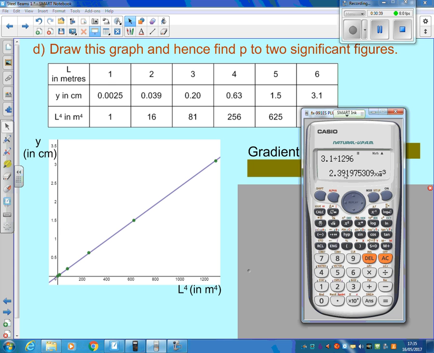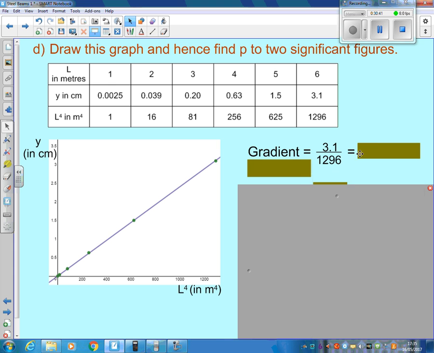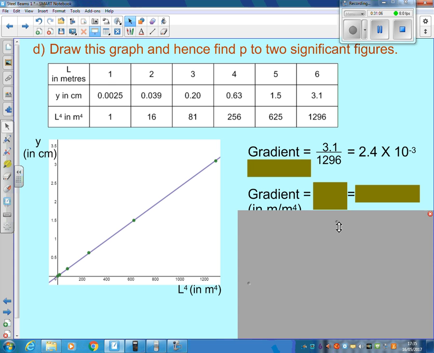2.39, about 2.4 times 10 to the minus 3. Okay, 2.4 times 10 to the minus 3. Because I'm doing gradient, I'm actually working it out approximately. Maybe 2.39 would have been a bit better in actual fact. Okay, so there's my gradient. But there's a problem. See what here, that was centimeters and that's meters. And if I want to use a gradient that goes into the formula, then I can't have it in centimeters as it per meter to the power of 4. I can't have centimeters that.